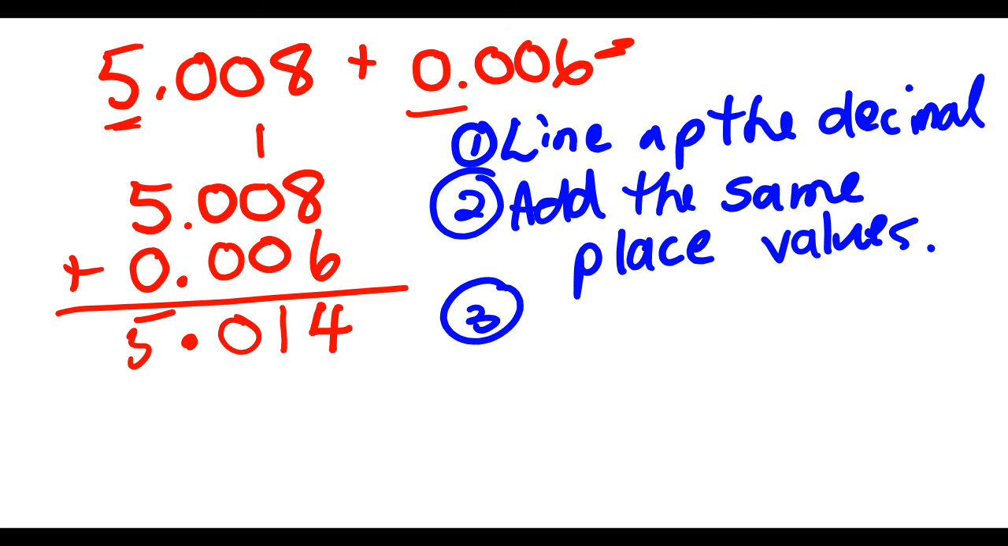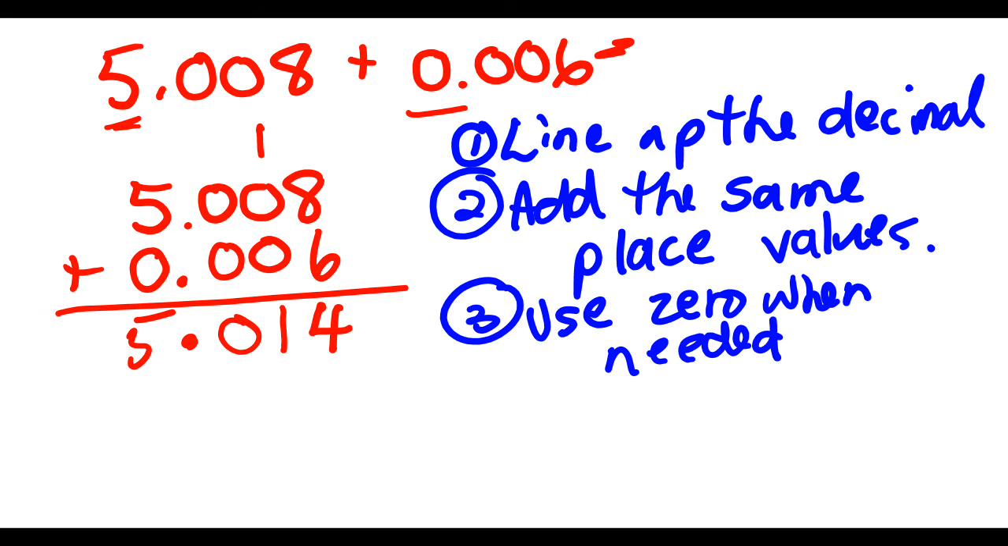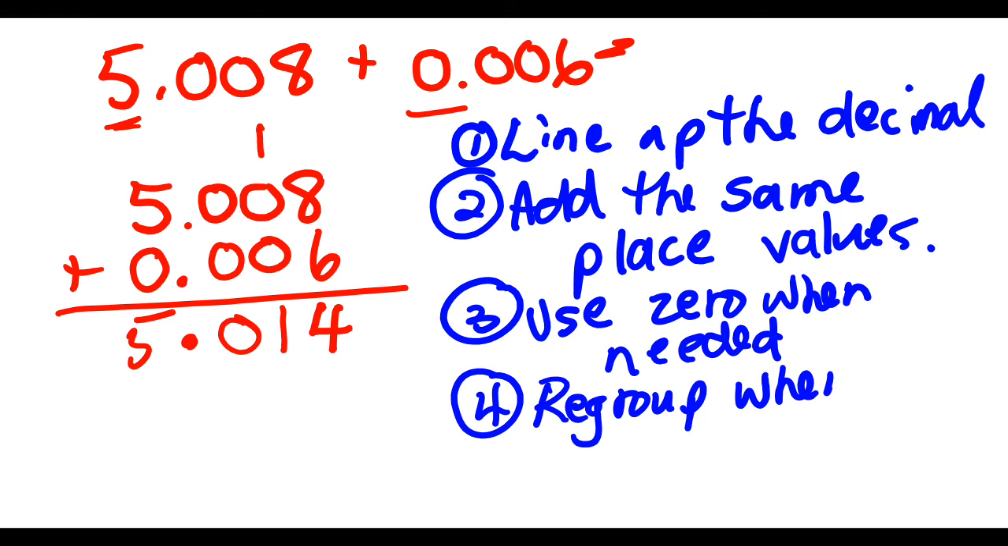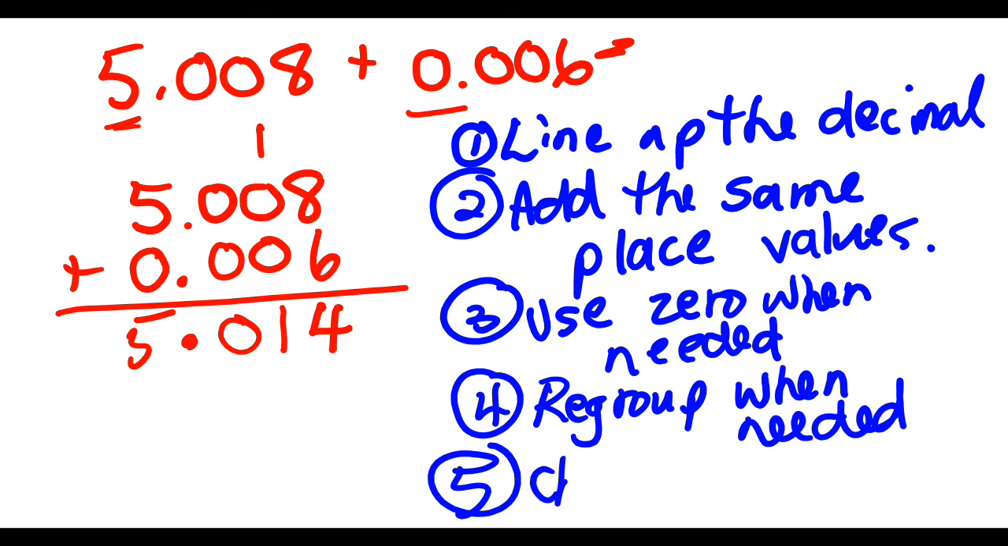The other thing you need to remember is that you can add or use a 0 when needed. So we did that in our 2 previous examples, but we didn't have to do it here. Just like with whole numbers, you're just going to regroup when needed. So you're building base 10 blocks. We don't use the blocks in this one, but you can see how it would be.